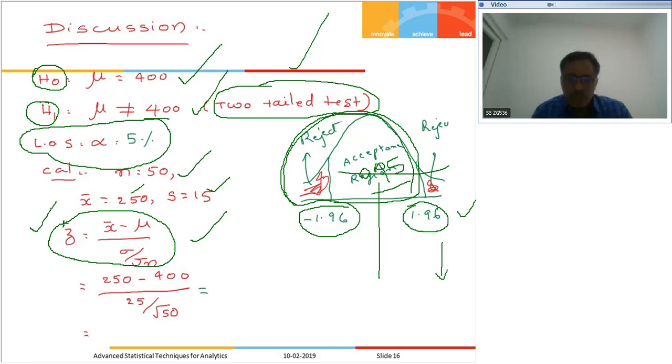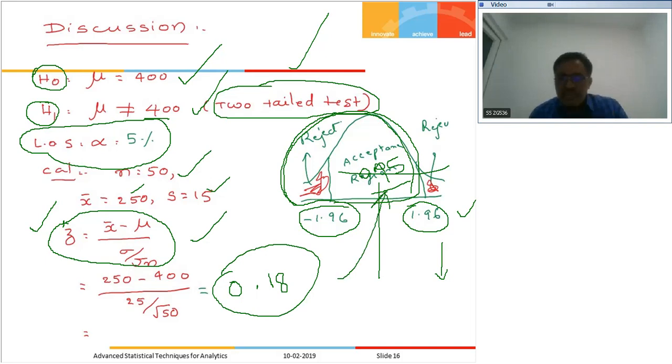Suppose I am not saying the exact value, suppose this is 0.18. Then we see where this 0.18 lies in this critical region, inside, right? Somewhere here. That means it lies in the region of acceptance. That means whatever claim they made is true. Accept the null hypothesis.